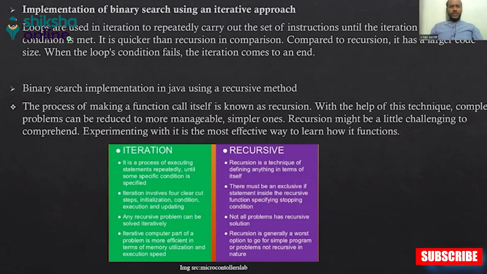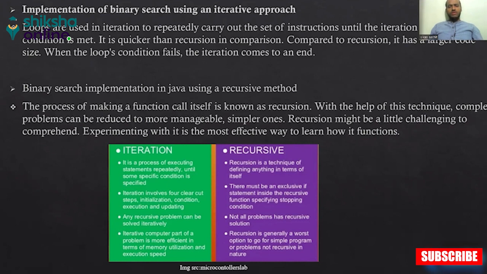You can see that iteration is a process of executing statements repeatedly until some specific condition is met, that is, some specific output or item, like the number 25 I want in the list. Recursion is a technique of defining anything in terms of itself. So recursive repeats itself, that is the word meaning, until it finds the desired result. In iteration there are four clear steps: initialization, condition, execution, and updating. These are the steps used here.